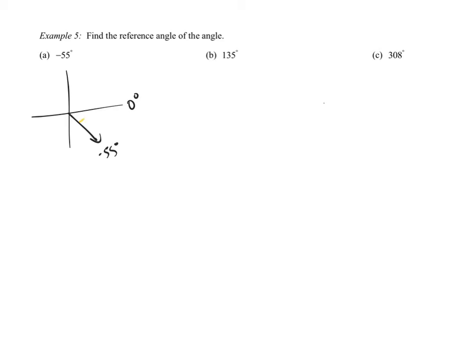The reference angle is going to be the angle back to the x-axis. Since the angle back to the x-axis is literally just the angle that I made, the answer here is going to be positive 55 degrees. Now you might be wondering why it's positive 55 and not negative 55. The answer is that the reference angle is always positive. Remember, we said on the previous slide that all of these reference angles have to be between 0 and 90 degrees, or between 0 and pi over 2 if we're talking about radians.